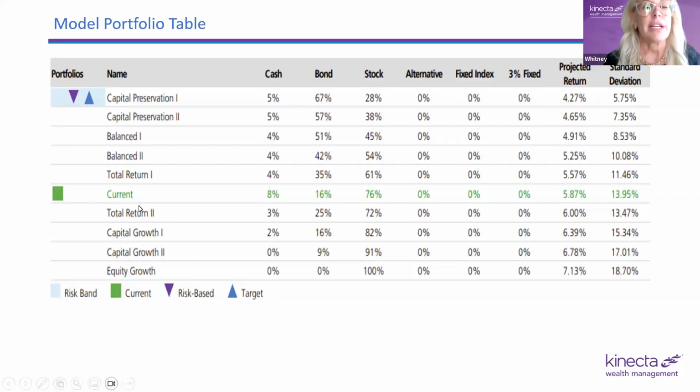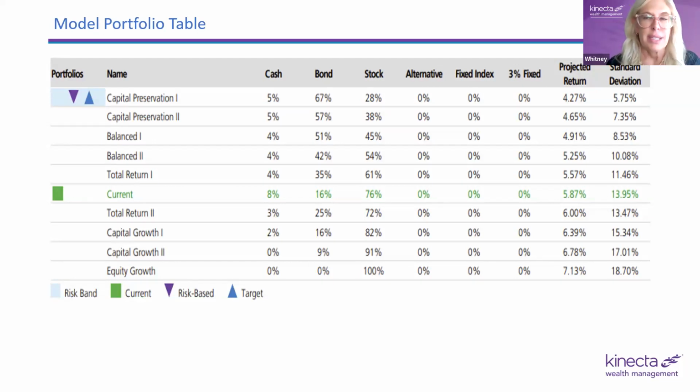So this green box here shows the way Katie and Alex are currently invested. They have about 76% in stocks, 16% in bonds, and 8% in cash. And just to err on the side of being super conservative, we're going to say, okay, once you reach retirement, let's give you a risk tolerance of capital preservation one. It's going to have a projected rate of return of 4.27%. And I'm going to run that as the projected rate of return through the life of the financial plan.